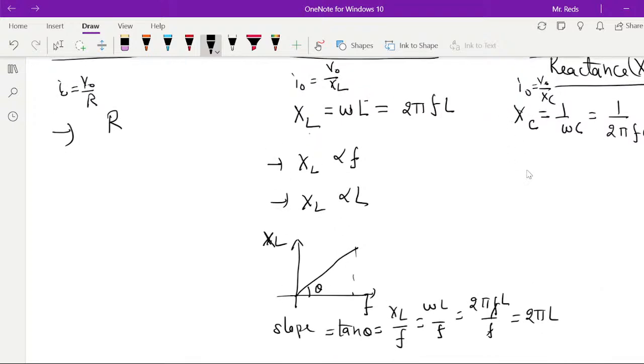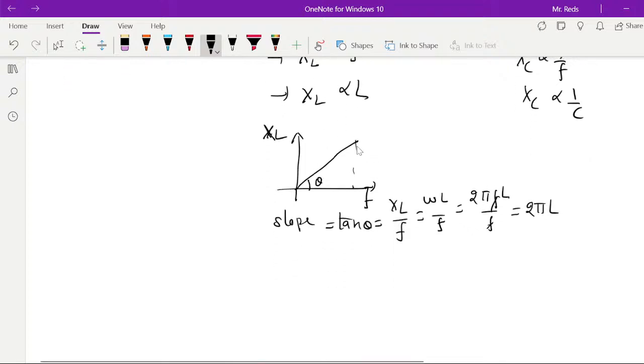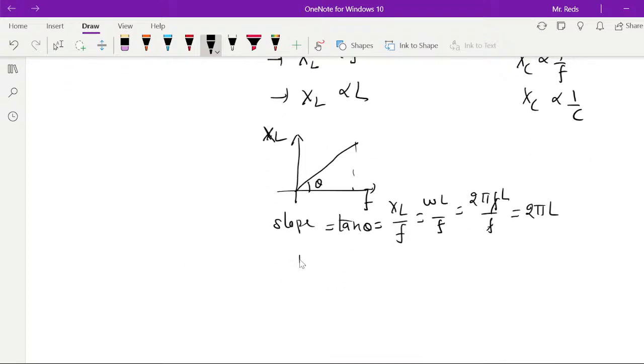Whereas in capacitive reactance, XC is inversely proportional to angular frequency and hence linear frequency also, and it is inversely proportional to capacitance. So here you can say the relation between XL and f is this. In the same way, the XL and L relation also can be given, because they are directly proportional. You will get a straight line.